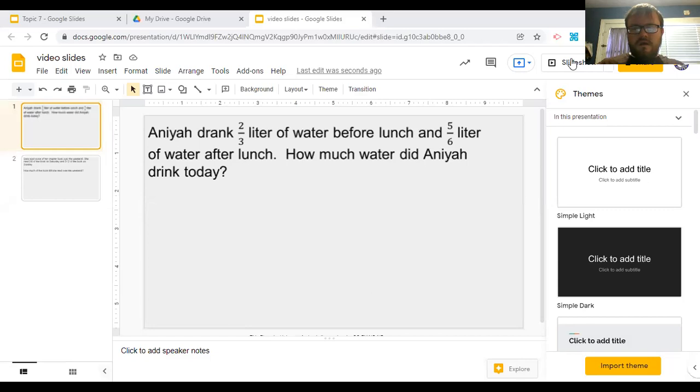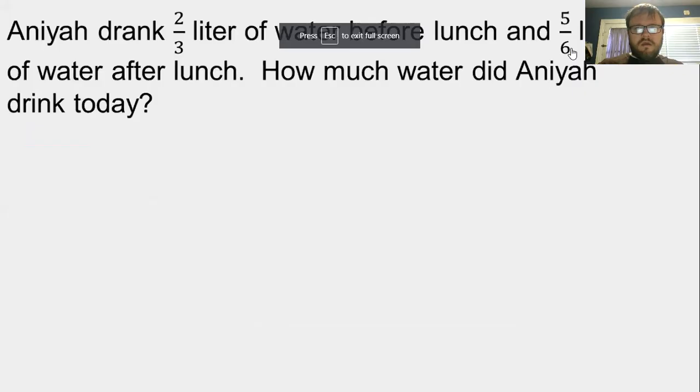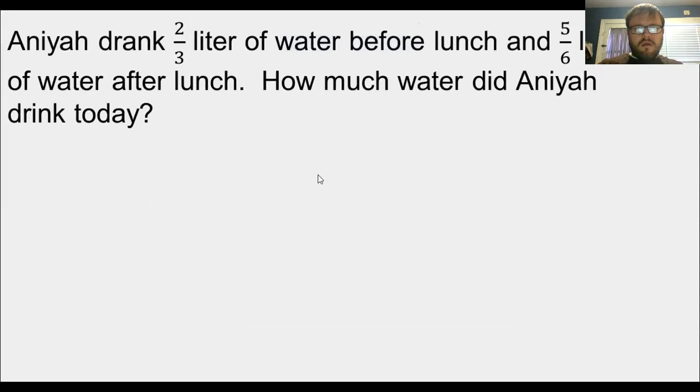Let's see. Just put this down here. Okay. So Anaya drank 2/3 of a liter of water before lunch and 5/6 liters of water after lunch. How much water did Anaya drink today?